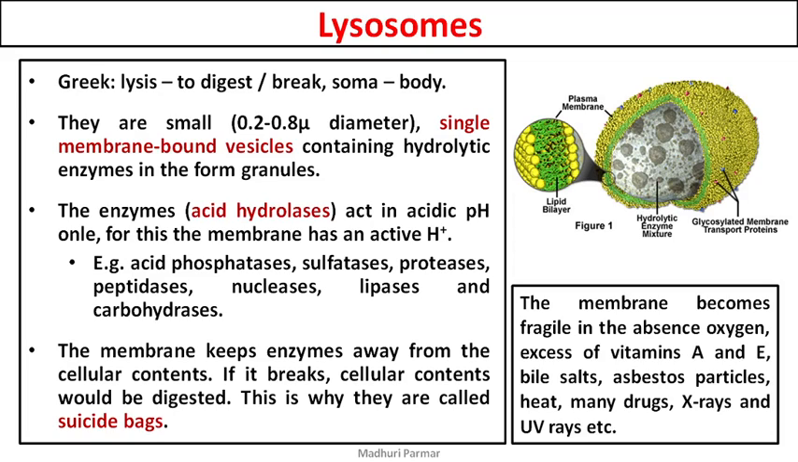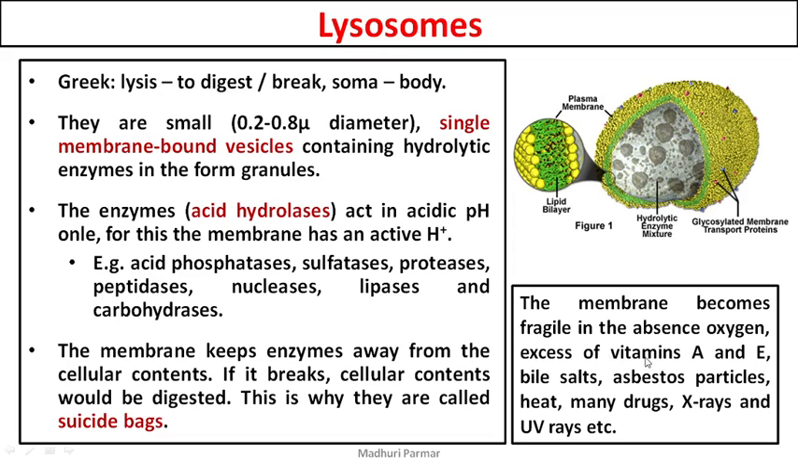Now this membrane can become fragile in absence of oxygen. So if somebody has hypoxia, hypo means less, oxia means oxygen. If somebody has a condition like hypoxia, maybe you are drowning, or maybe because of any reason, any syndrome, if you have hypoxia, the membrane becomes sensitive, it becomes unstable, and there are chances that it may break. So the membrane becomes fragile, weak in absence of oxygen.